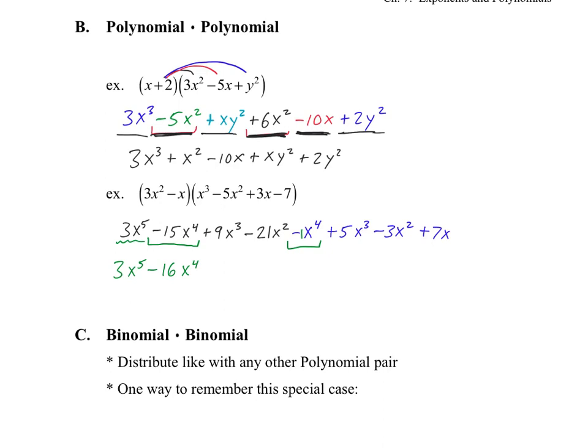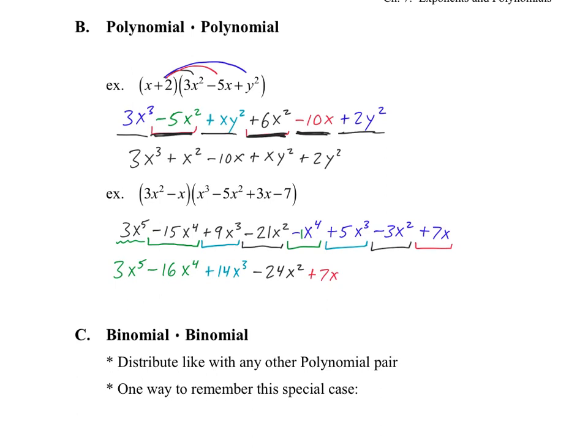All right, now I'm going to jump over to my x to the third. So I have positive 9 of them, plus 5 more of them. So 9 of them plus 5 more gives me 14. So plus 14 of my x to the thirds. And we're getting close to the end. If I say next x squared, I have a minus 21 of my x squareds. Minus 3 more of them gives me minus 24 x squareds. And then our little tag along here at the end, plus 7x.